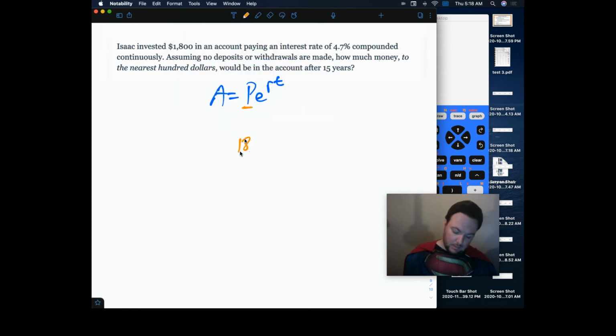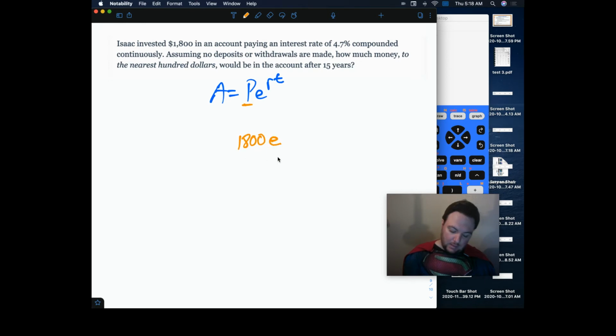So that's 1,800 times e to the r, where r is the rate. By the way, 4.7% is just 4.7 over 100, as we saw earlier. That's just a fancy way of saying move the decimal place over 2, so we get 0.047, to the t. So t is going to be how long? That's 15 years. Then we solve this, and this will get you roughly 3,600.